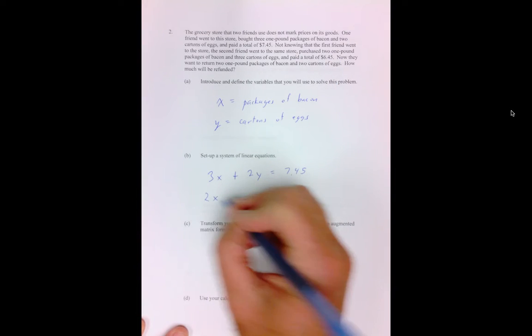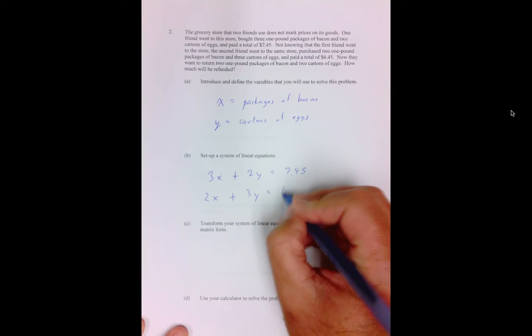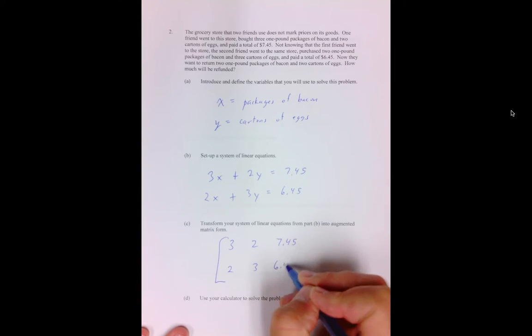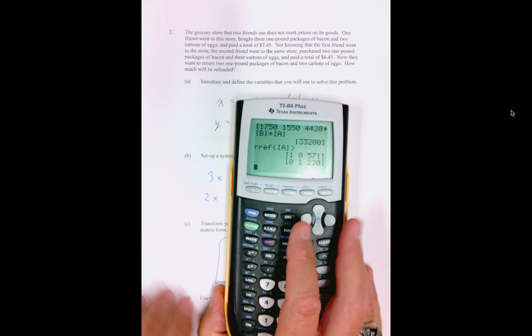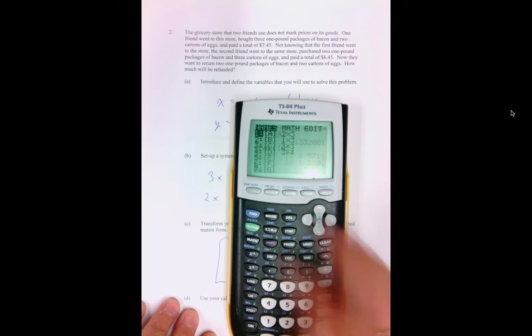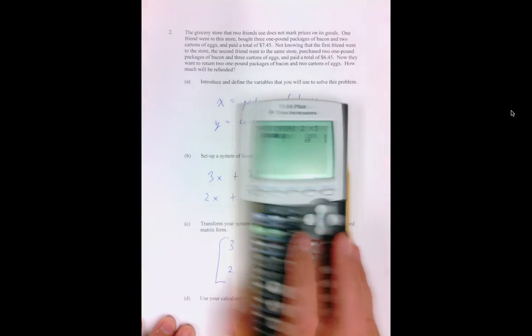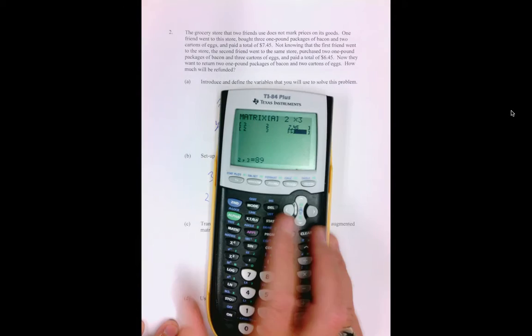The second friend went to the same store, purchased 2 bacons, 3 eggs, and paid $6.45. Guys, this is an easy one to put in the augmented matrix. So let's do it. You guys should be getting really good at these by now. So 3, 2, 7.45 and 2, 3, 6.45.